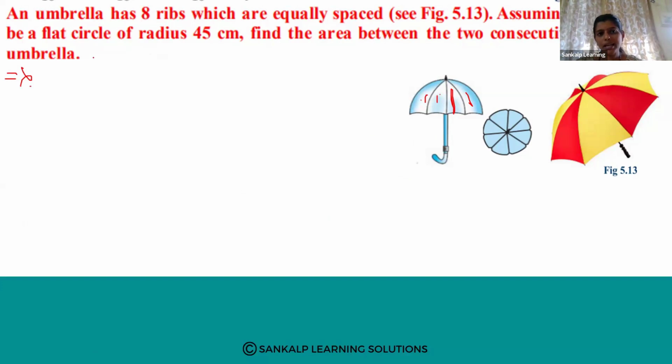Total ribs in the umbrella is 8, right? So an umbrella has how many ribs? 8 ribs. That means total ribs in the umbrella.